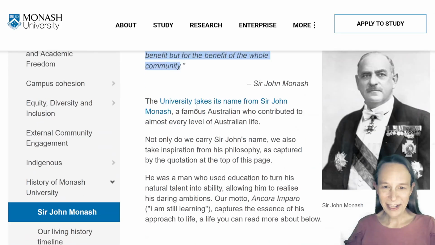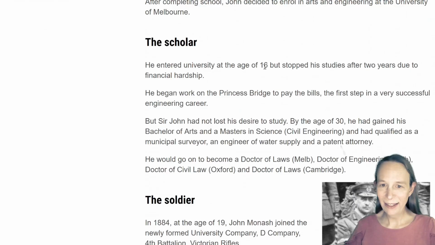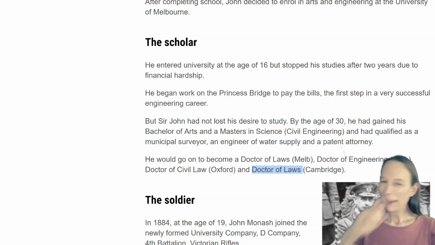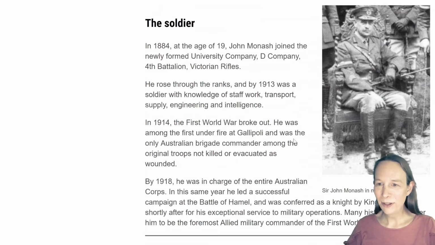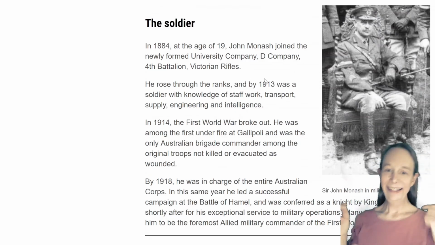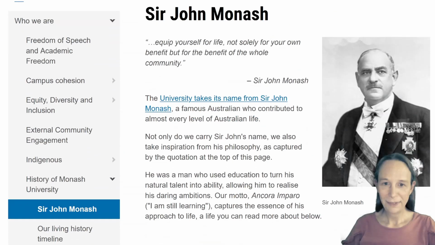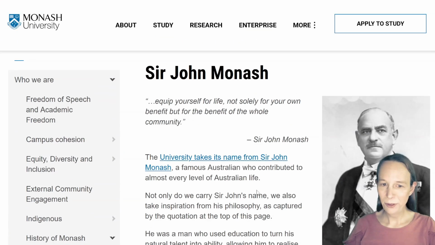Yeah, so John Monash had a whole bunch of different degrees, a large number of degrees. By the age of 30, he gained his Bachelor of Arts, Master of Science, Doctor of Law, Doctor of Engineering, Doctor of Civil Law. Yeah, that's John Monash. He also was a soldier. Yeah, there you go. Anyway, the university takes its name from Sir John Monash.